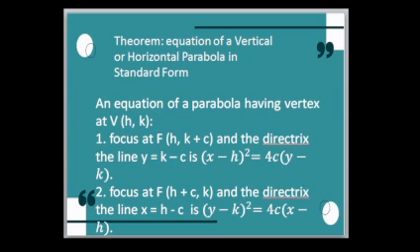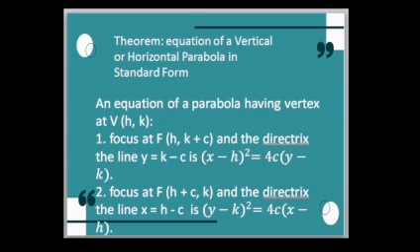Case number 1, we have focus at F, we have H and K plus C, and directrix, the line Y is equal to K minus C, is X minus H squared is equal to 4 times C times Y minus K. And case number 2, we have focus at F, we have H plus C and K, and the directrix, the line X is equal to H minus C, is Y minus K squared is equal to 4 times C times X minus H. So you have to take note of this formula para dili na mo maglibog kung saan ninyo pag-substitute if you're going to make an equation of the parabola.